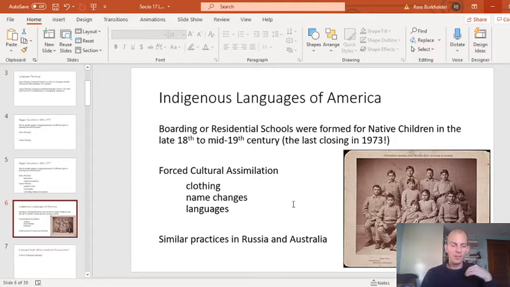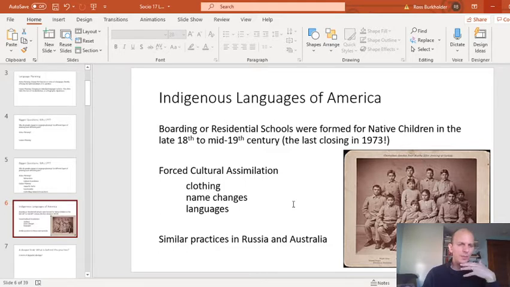They were forced to take a Western name. A Western name was forced upon them, and they were not allowed to speak their native languages anymore, their indigenous languages anymore, but were instead forced to speak English. Any rebuttals in terms of clothing, name changes, or speaking a language other than English was punished, often harshly and violently. Excuse me, sorry about that. So that's what happened at these residential schools. They were trying to culturally assimilate them into Western culture.